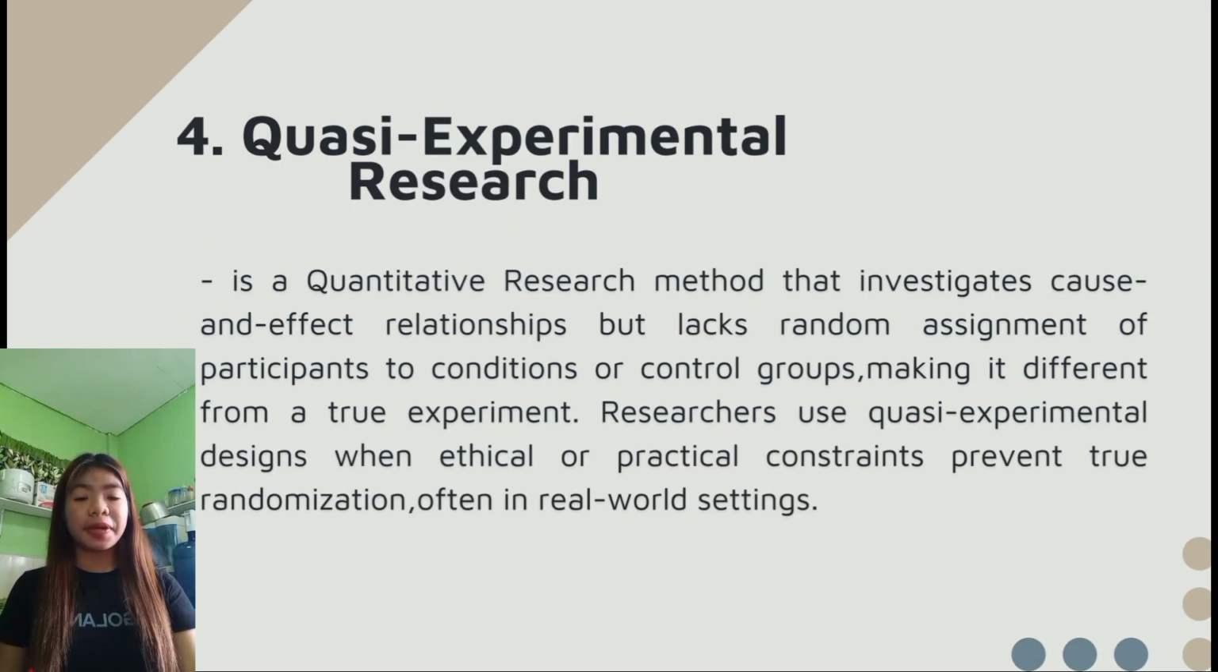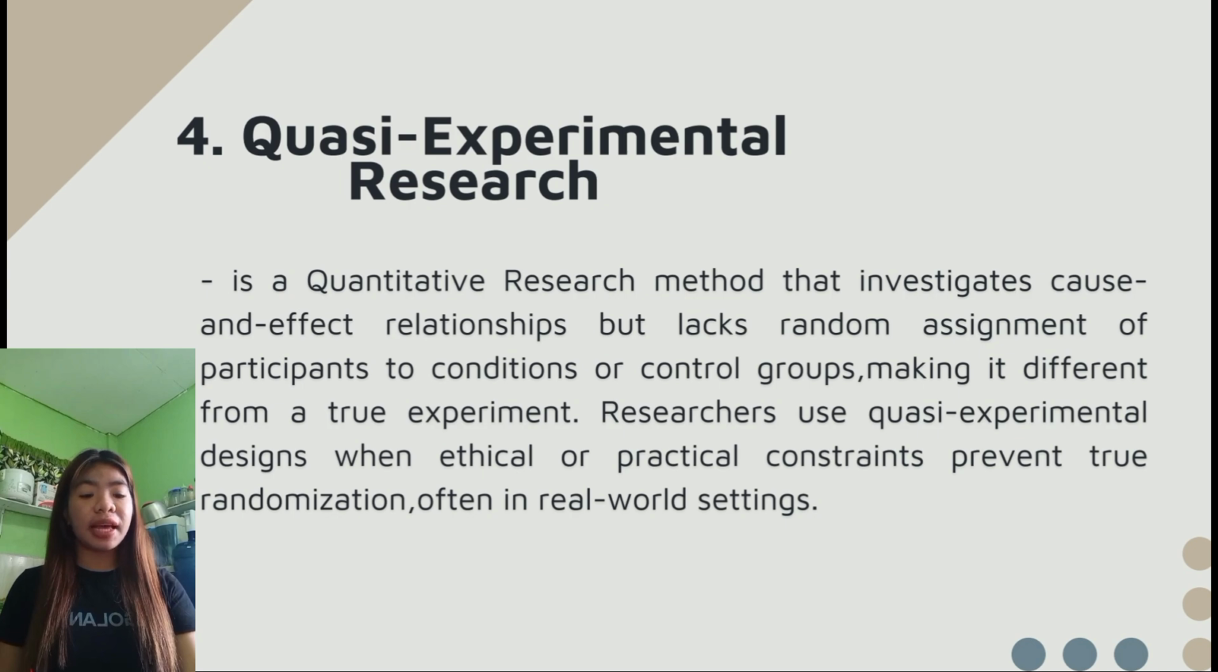Fourth, quasi-experimental design is a quantitative research method that investigates cause and effect relationships but lacks random assignment of participants to condition or control groups, making it different from a true experiment. Researchers use quasi-experimental design when ethical or practical constraints prevent true randomization, often in real-world settings.